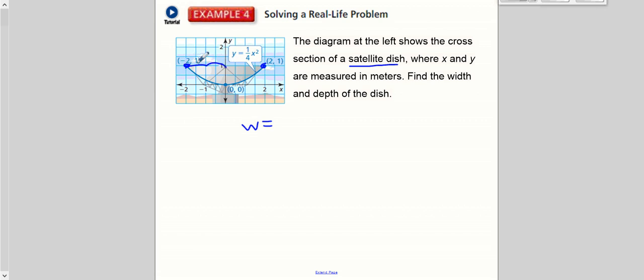Can't really count boxes here. This is 2 units this way because each 2 boxes is 1 unit. So to go from -2 to +2, that's 4. And it's measured in meters, so that's 4 meters. And then the depth of the dish. Let's see, what are we counting by? This was at 1, so that's 1 meter. That's all they asked for.